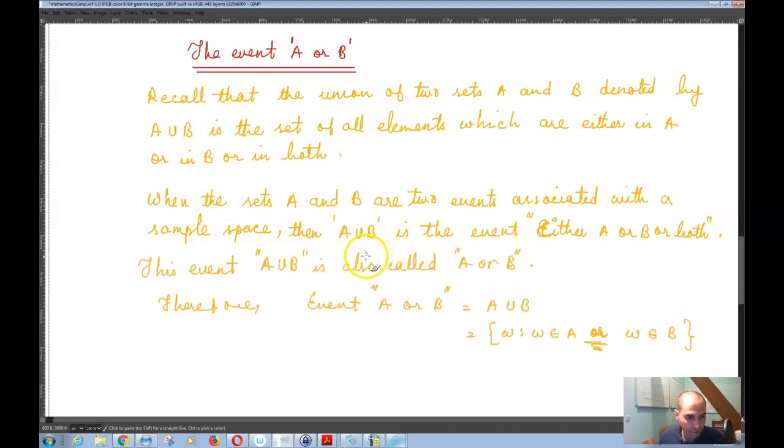Now there is another type of event which is called the event A and B. The event A and B would be about intersection. The definition is, we know that the intersection of two sets A and B is the set of those elements which are common to both A and B.